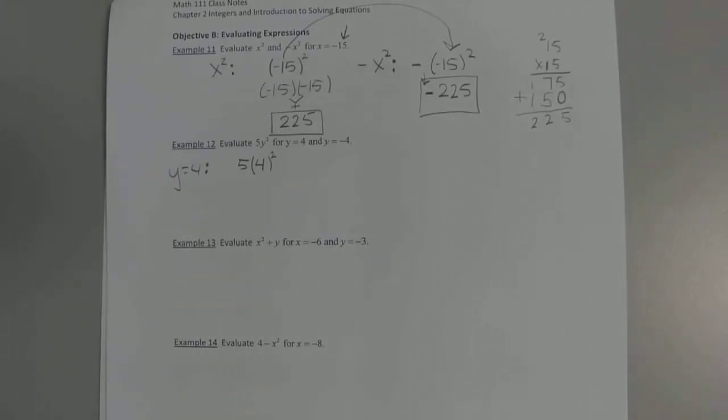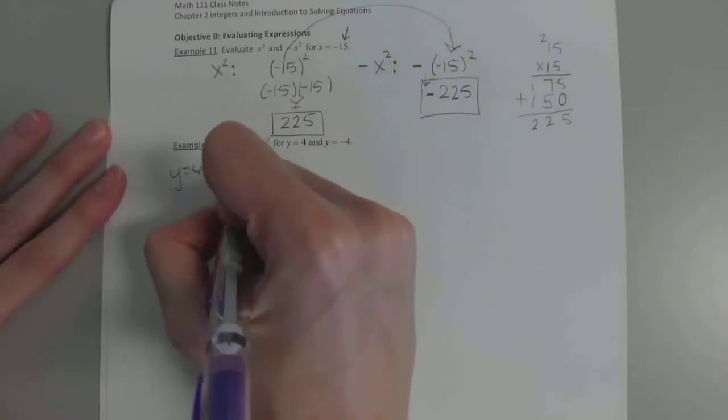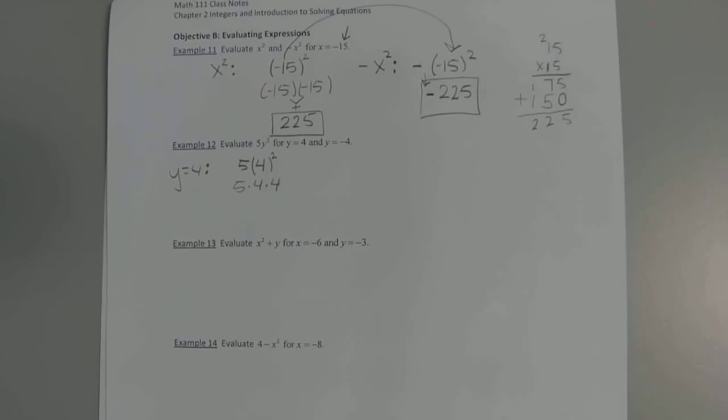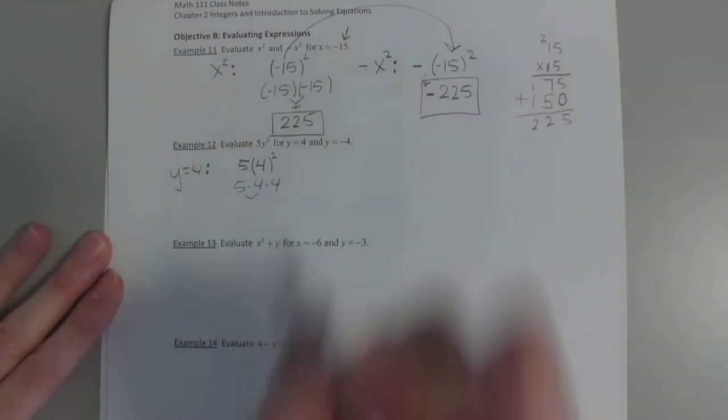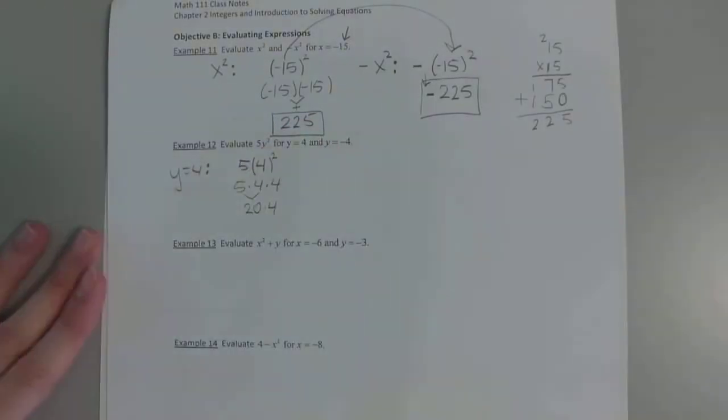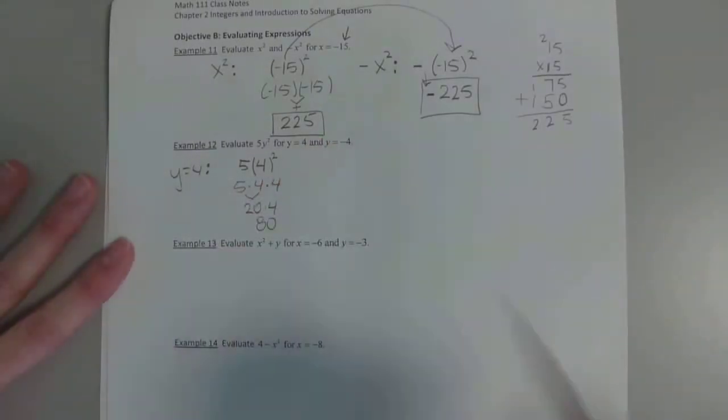What's the next move we're going to make? The squaring. So you can do 4 squared, or you can write it out as 5 times 4 times 4 like that. The reason why I like to write it out like that is because you can do 4 times 4, which is 16, but a lot of us don't know what 16 times 5 is off the top of our head. If you write it out like this, you can actually do this multiplication first. What's 5 times 4? 20. And then 20 times 4 is easy, because what's 4 times 2? 8, and you put a 0 behind it. To me, that was the easier way to do it.